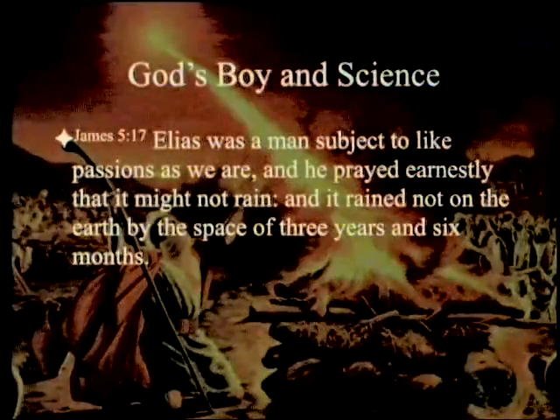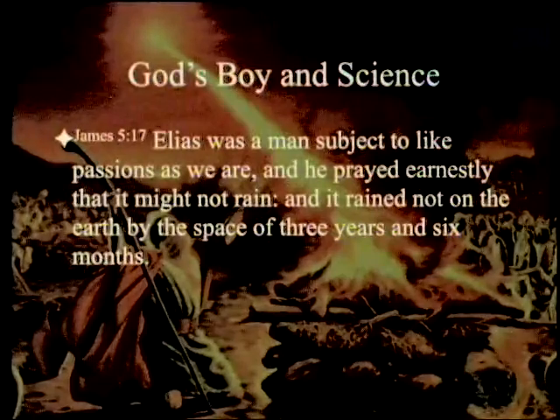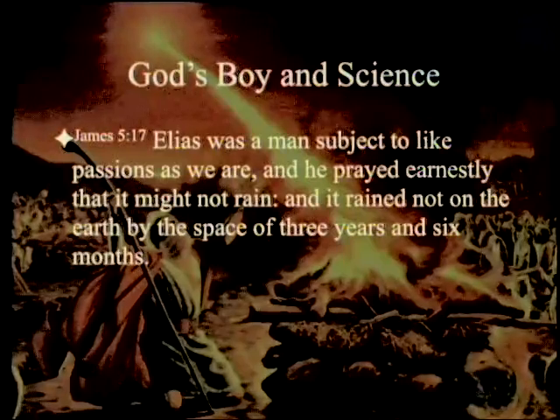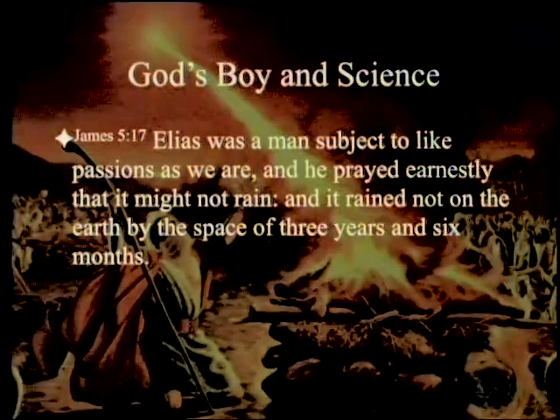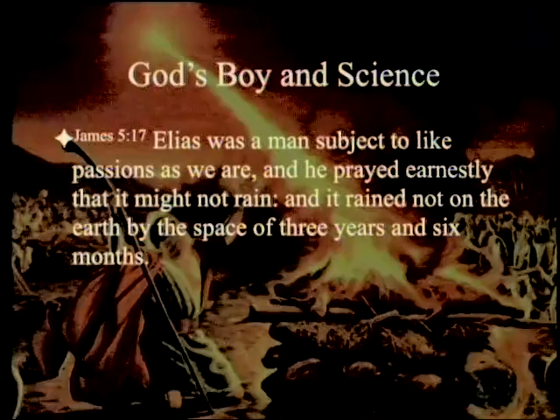Now, of course, that was Elijah, and he was just an unbelievable guy. He had all this talking with God that we can't have. Well, James would disagree with you. "Elias was a man subject to like passions as we are, and he prayed earnestly that it might not rain, and it rained not on the earth by the space of 3 years and 6 months."